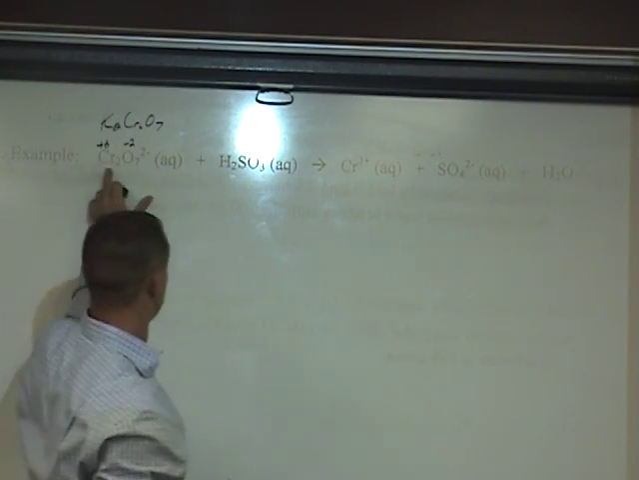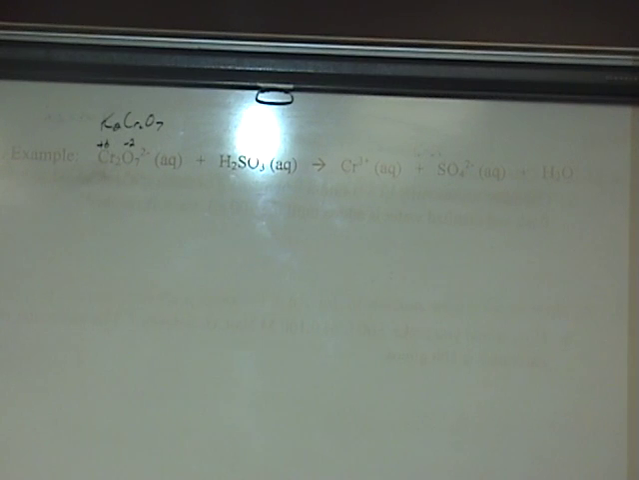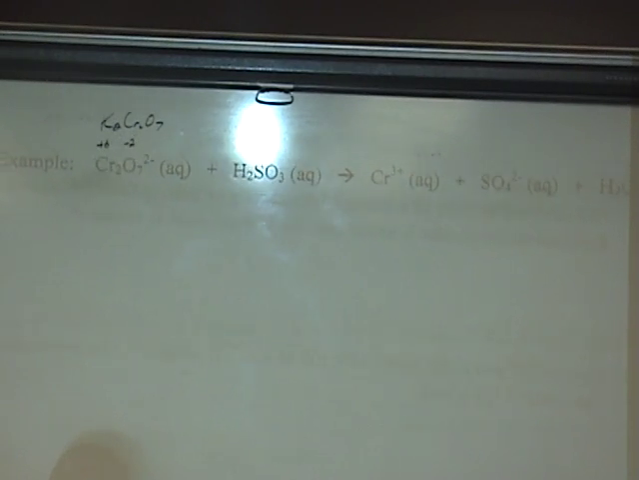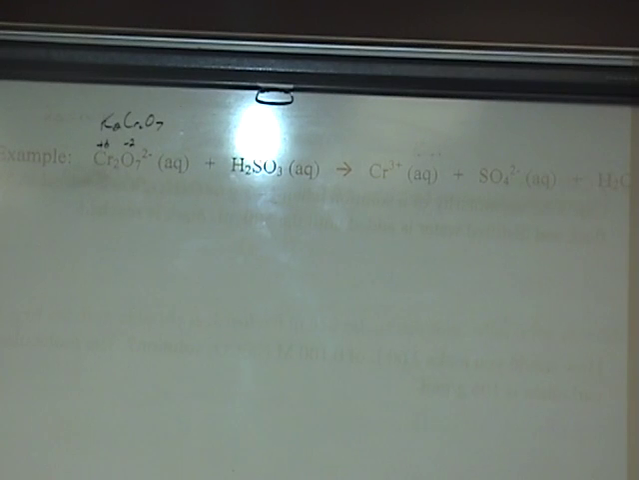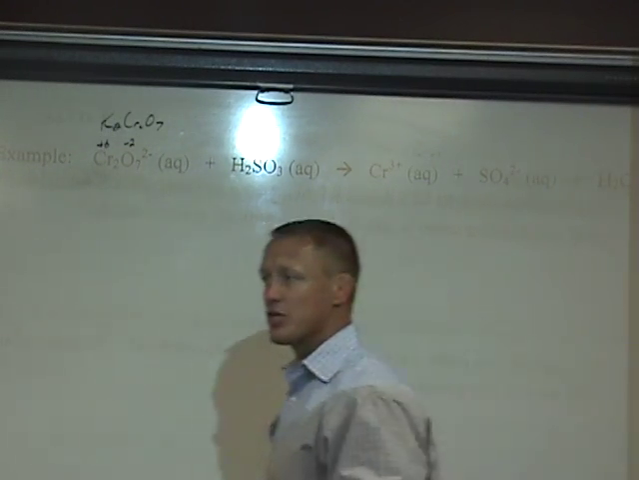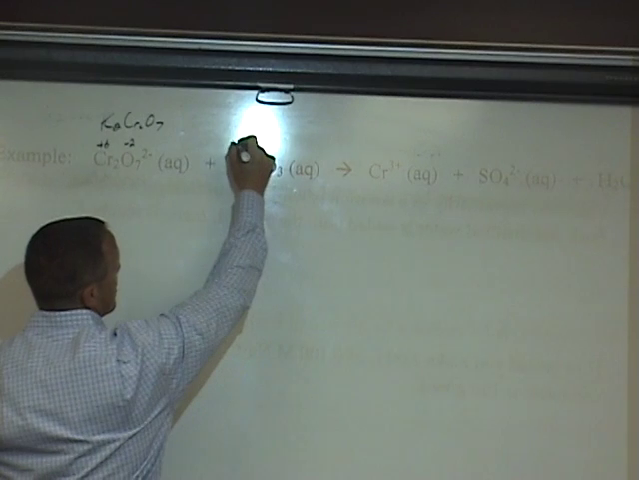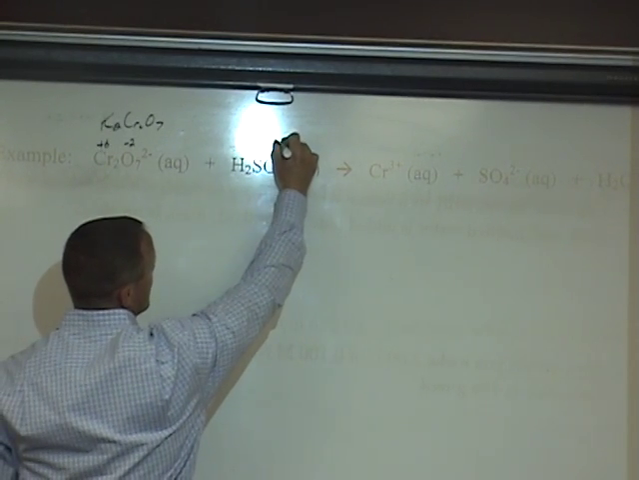So what happens to chromium? Chromium goes from a +6 to a +3, so what is that? Is that oxidation or reduction? That is reduction, okay. So we can tell right now that chromium is reduced. Remember, that means the charge goes down. In other words, chromium is gaining electrons. If we go back through our charges here, hydrogen is a +1, oxygen is a -2.